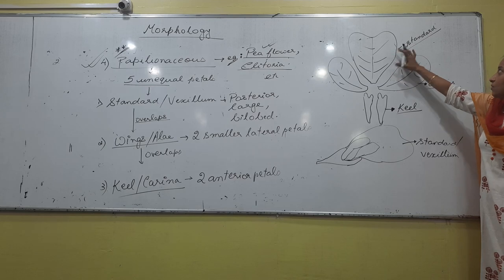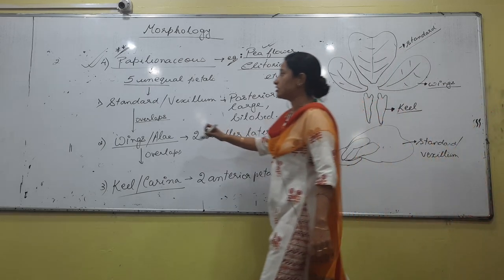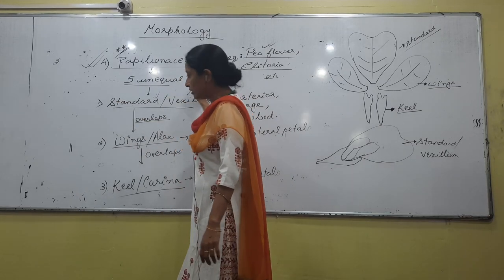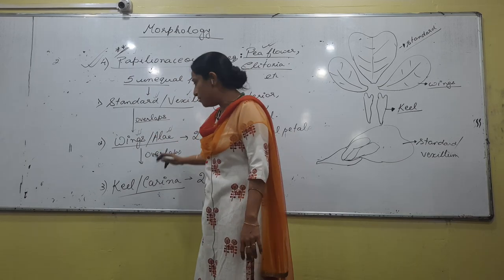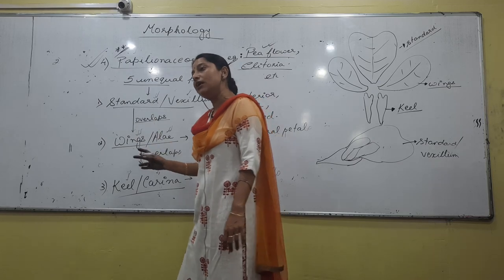Right? The largest one is called a standard or vexillum. All the words are very important. Think of a standard, vexillum, what is important? Wings are also called ala, wings are important, ala important. Thick and a keel is also called carina, keel important, carina important.